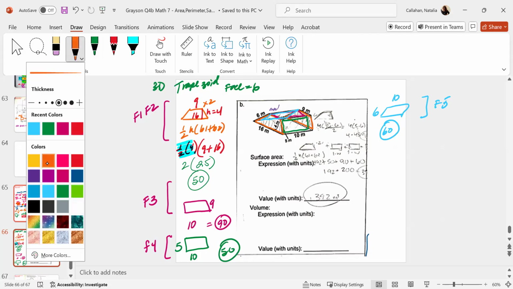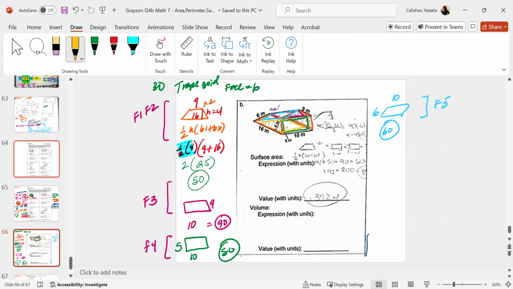Then we have one more face to go. Our last face is going to be this bottom right here. Do you see this bottom piece right here? What are the 2 sides? Which is going to give you 160, correct? Add everything together. Grab your calculator, please.